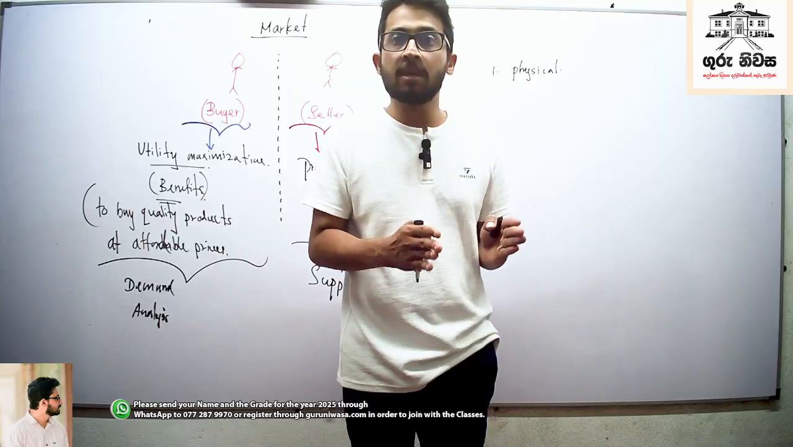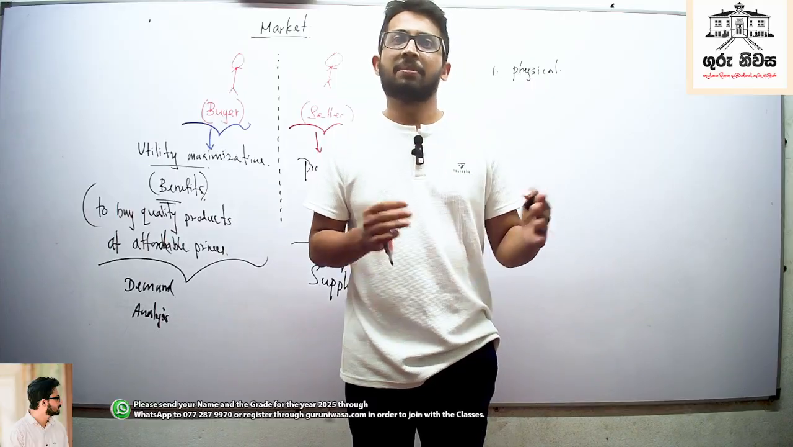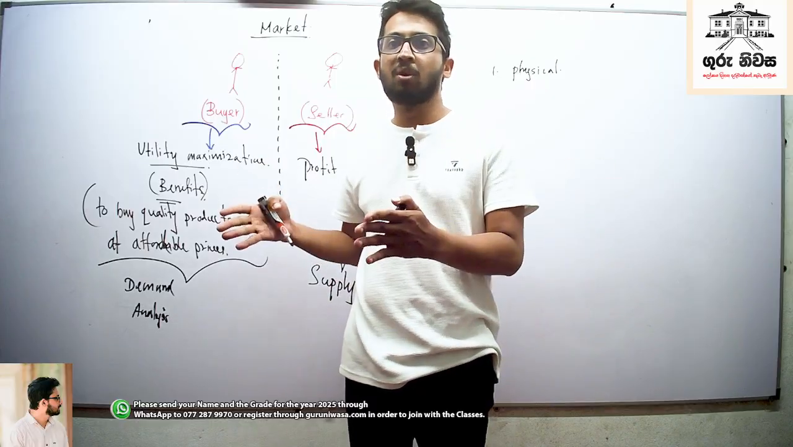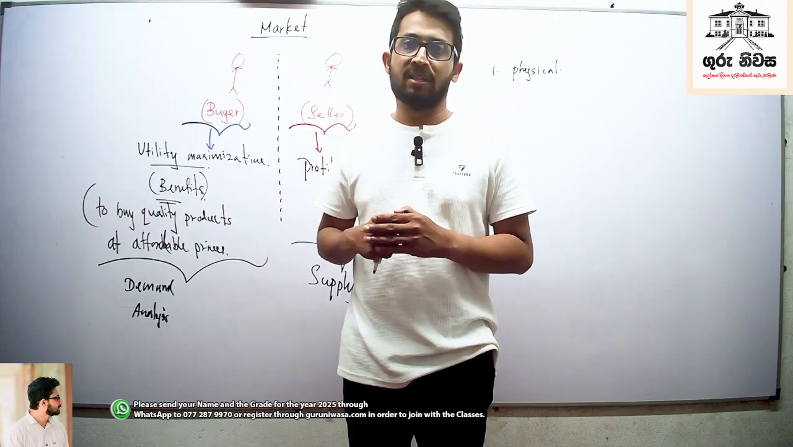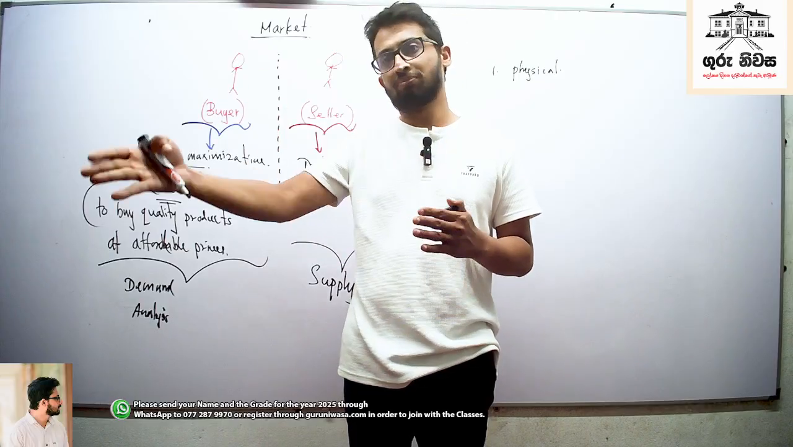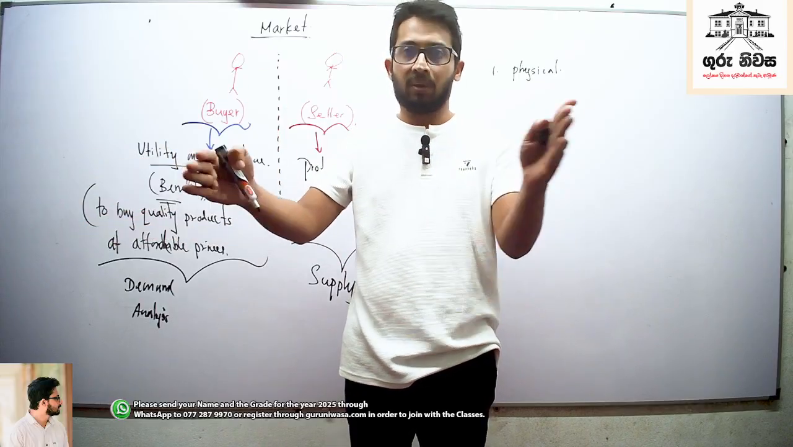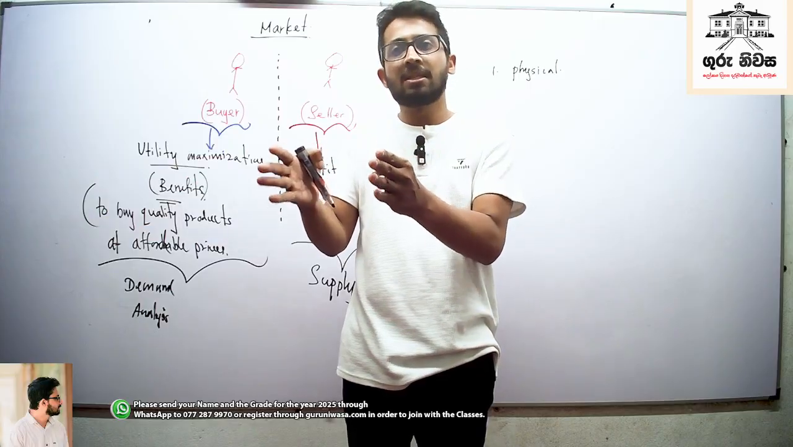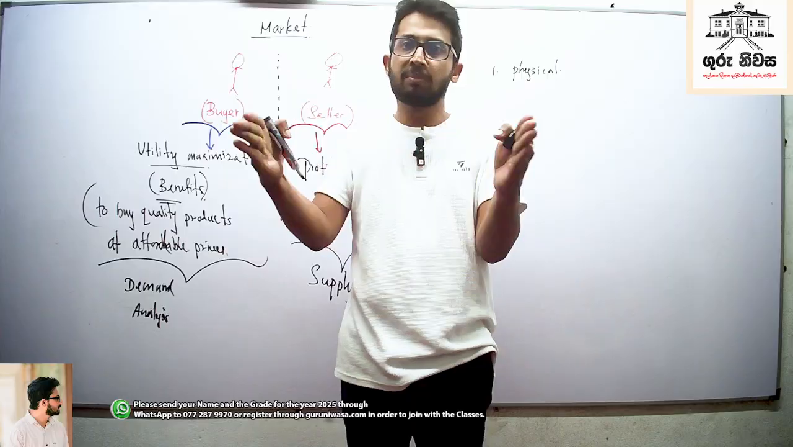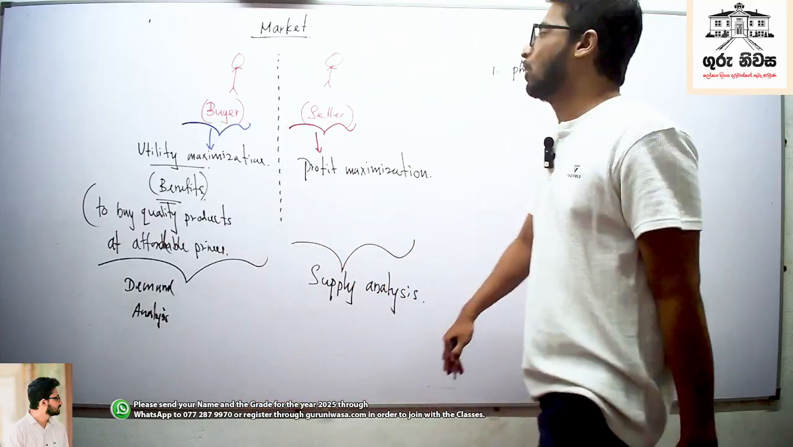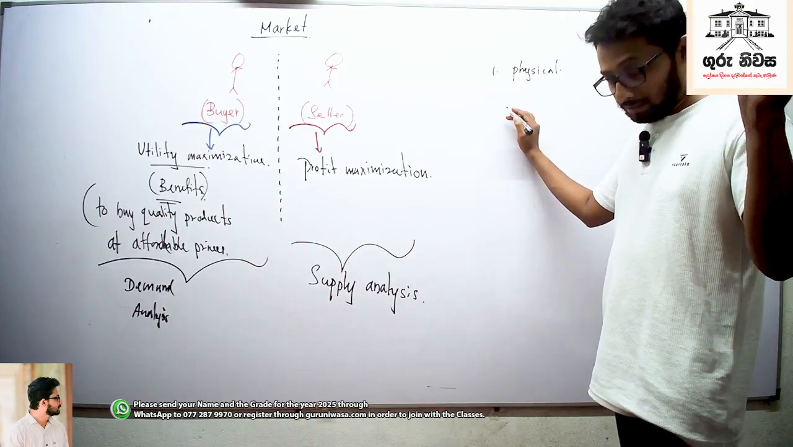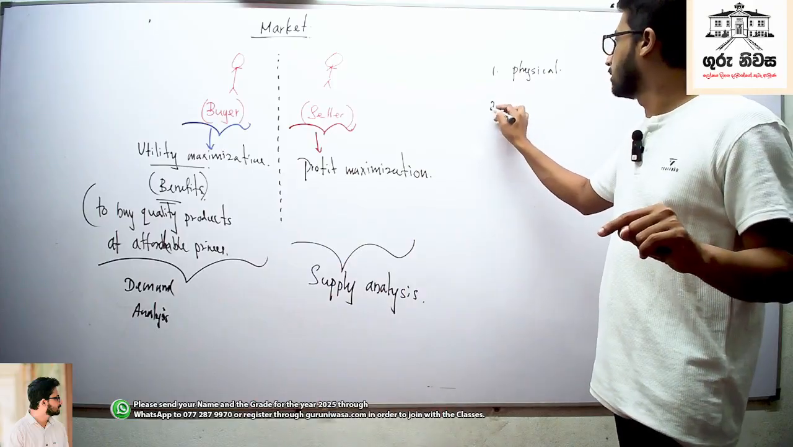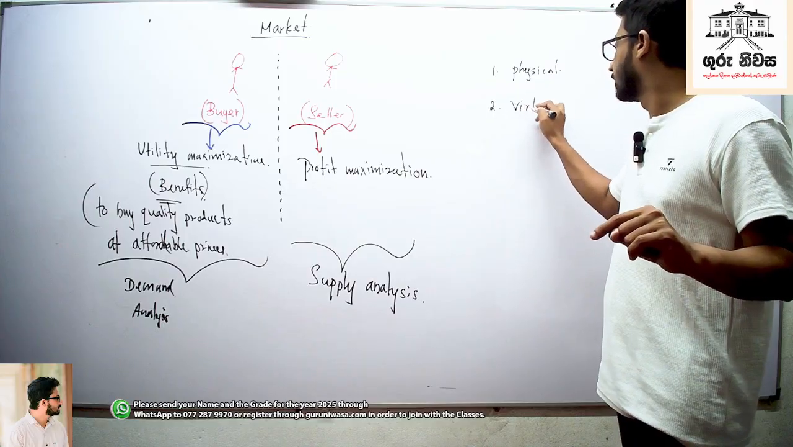There's a specific place, for example, Candy Supermarket or Colombo Port or Dambulla Economic Center, or the grocery shop. There is a specific place at which buyers and sellers meet together. Did you get the point? So a market can be a physical place, and the other one is virtual.